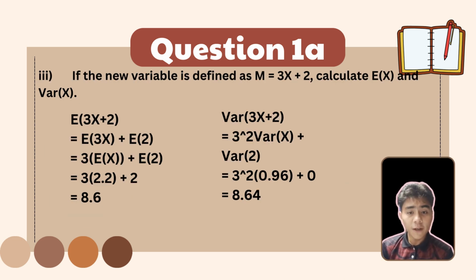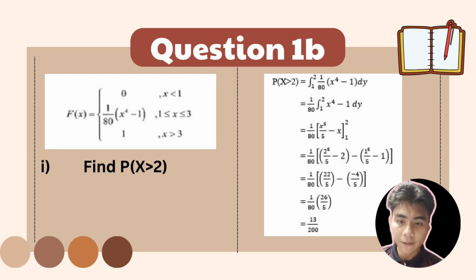3. If the new variable is defined as m equals 3x plus 2, calculate the expected value and variance of m. The expected value of 3x plus 2 is equal to 8.6, while the variance of 3x plus 2 is equal to 8.64.